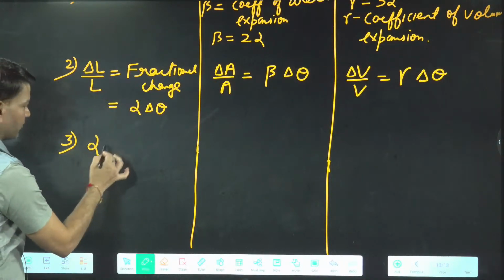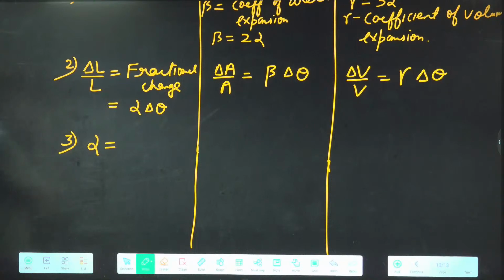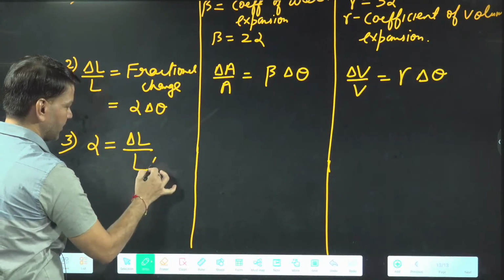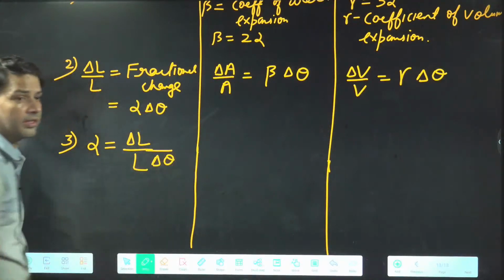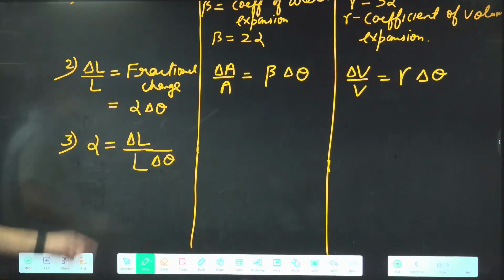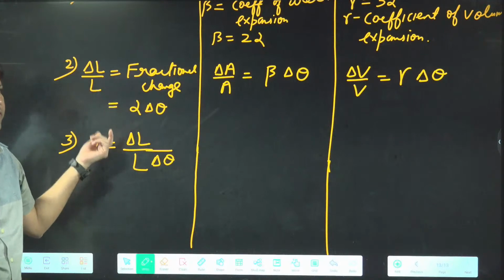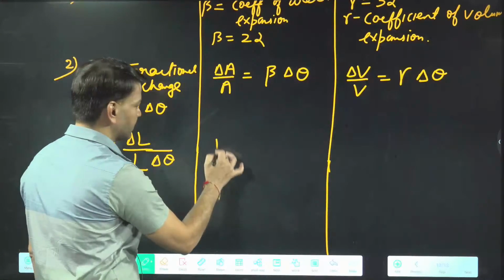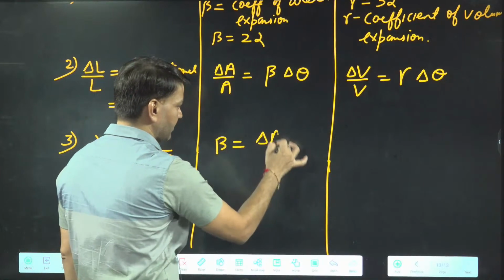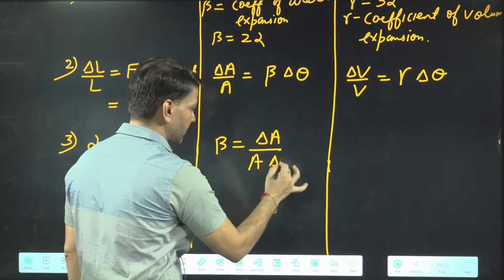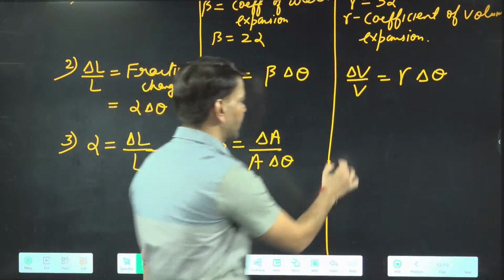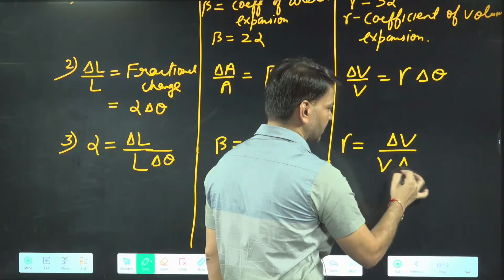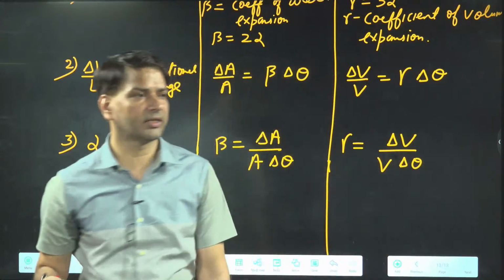Then what is the formula of the alpha? Alpha you will get delta L by L into delta theta. From the above formula, alpha we can find as delta L by L into delta theta. Similarly, beta we can say what? Beta is equal to delta A by A into delta theta. And gamma we can say what? Delta V by V into delta theta. Gamma formula we will use in the liquid and gases also.